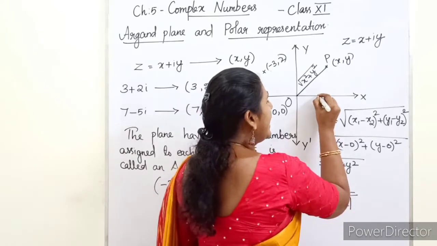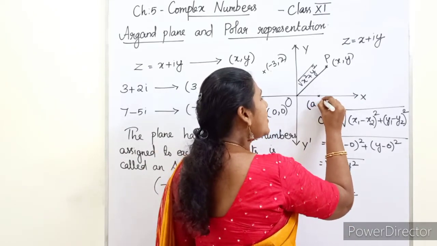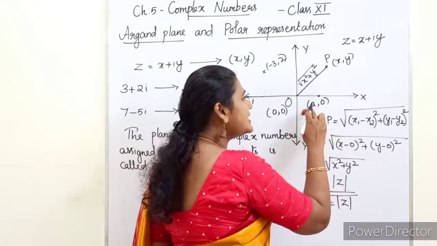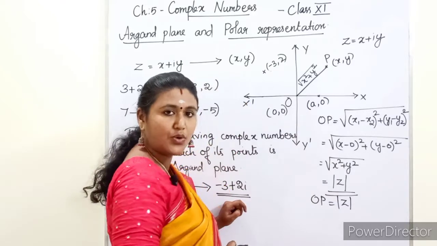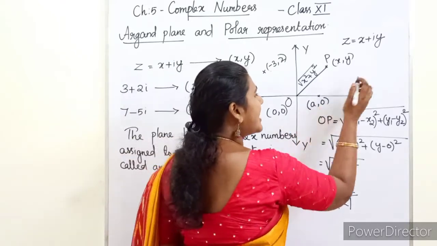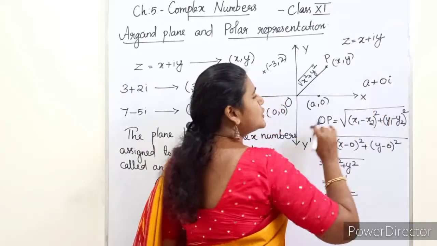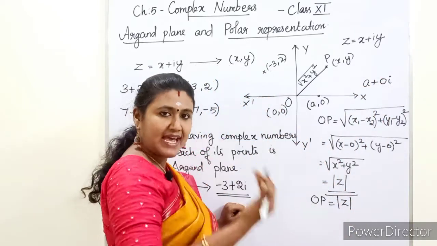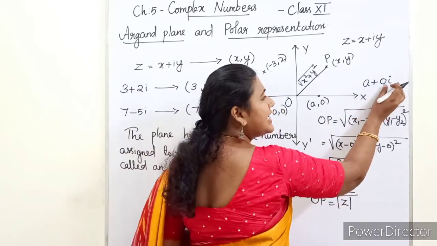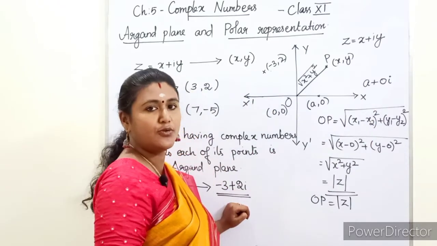You know that every point on the x-axis will have its y coordinate as 0. So every point on the x-axis is of the form a comma 0. So what will be the corresponding complex number? We can write the complex number as a plus 0i. So all the points on the x-axis are of the form a plus 0i. Here you will not have any imaginary part, only the real part.